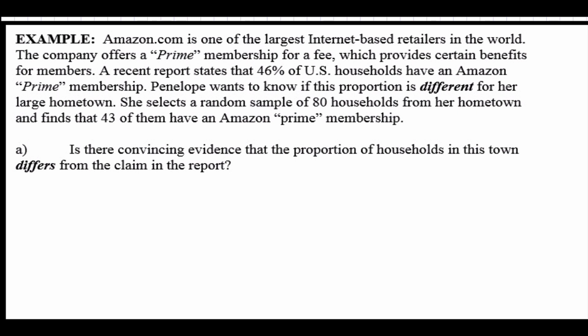So, first thing we're going to do is pull information out. So, out of that, what's important? What's important that we can pull? 46% would be p. Absolutely. What else? n equals 80. Good. What else? What else are we going to need later on down the road that would be important to note now?